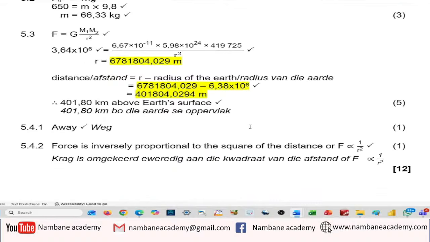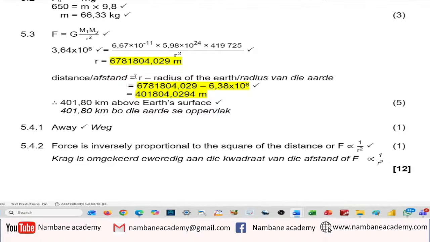So 5.3, the first mark, I will use Fg equals G m1 m2 over r squared. We'll then substitute the force that the Earth exerts on the satellite. We'll then have 6.67 times 10 to the power negative 11 times 5.98 times 10 to the power 24, which is the mass of the Earth, times 419,725, which is the mass of the satellite, all over r squared. Then r will be, please correct it on your memo there, colleagues, please note, I think there was an extra 8 there, 6,781,804.029 meters. That is the value of r.